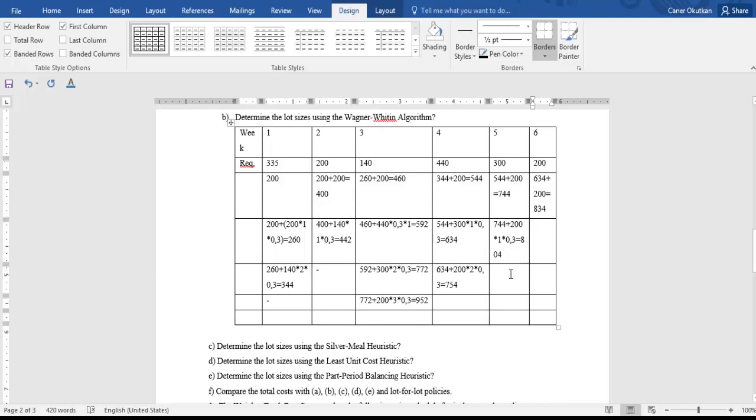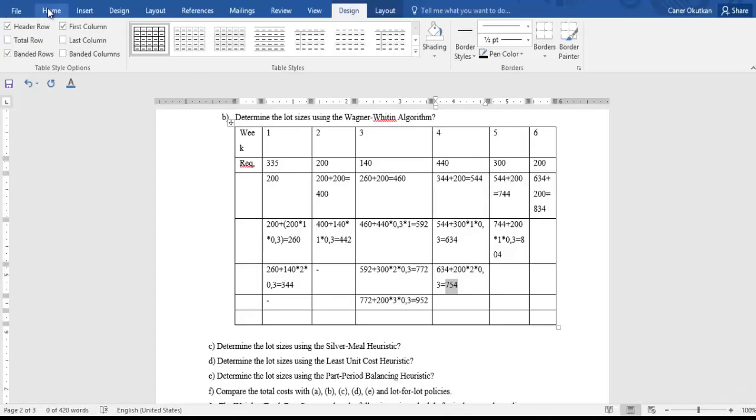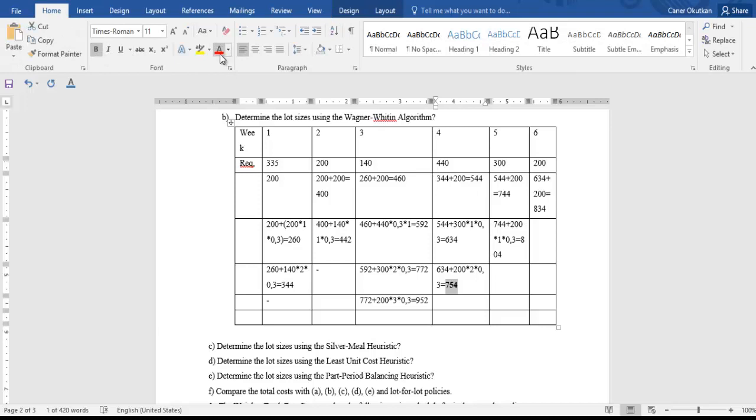so in here, which is the minimum cost? Here is minimum cost, and we have to order fourth period and first period. So order point for this problem, first week and fourth week.